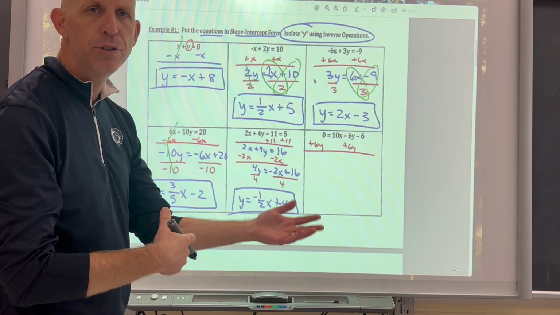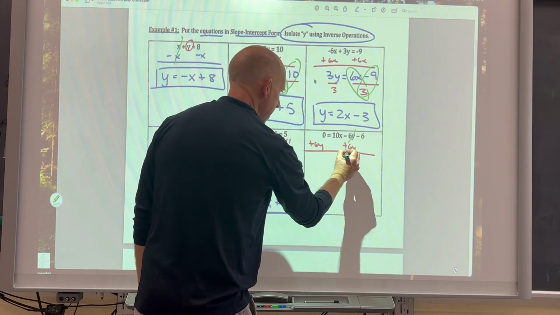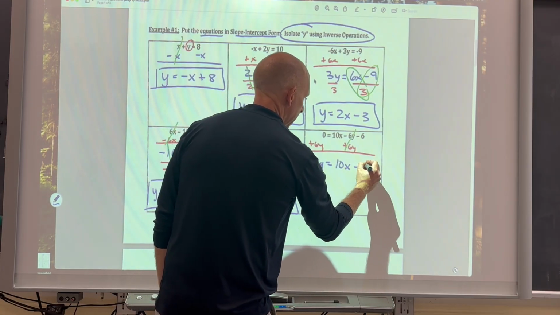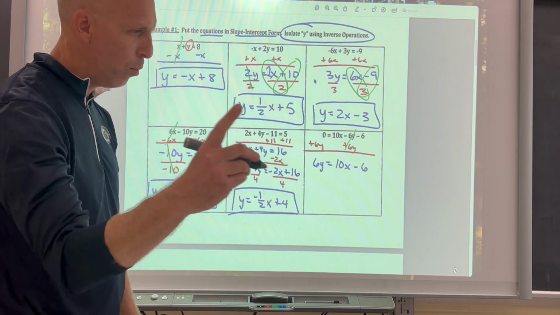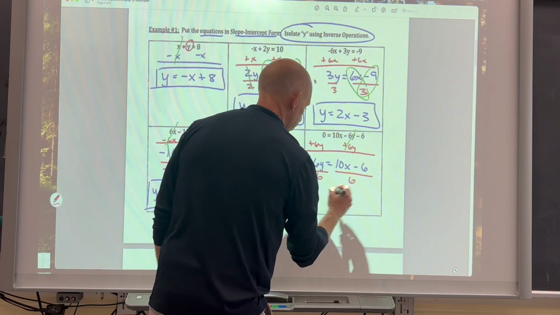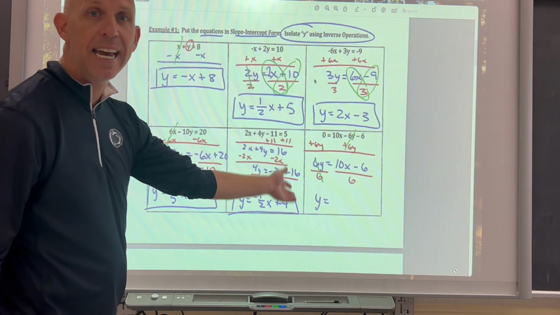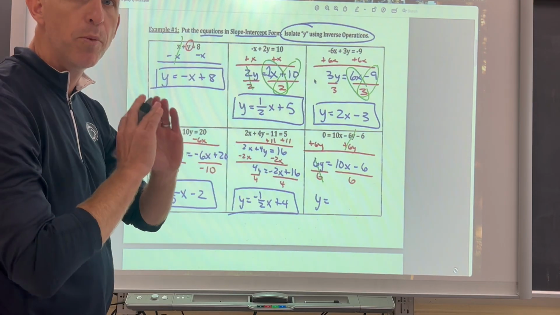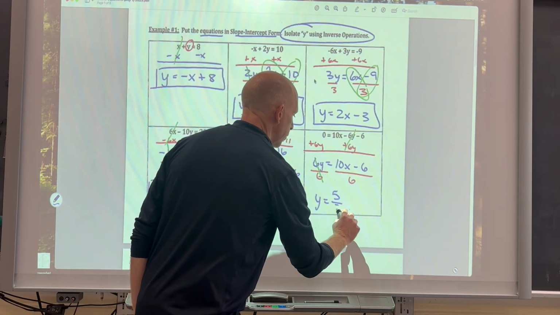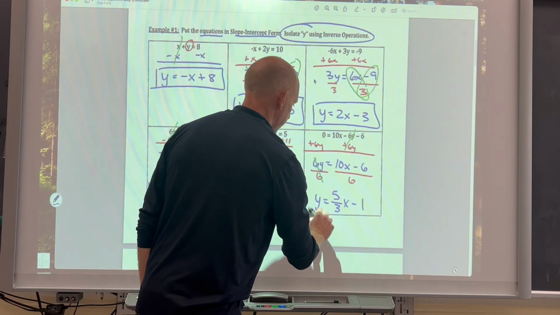All this is kind of using inverse operations to manipulate equations. Now, when I do that, I would get 6y equals 10x minus 6. One more step, and I got y by itself. Divide by 6 to both sides. Y equals 10/6. Improper. No decimal, no mixed number. 10/6 simplifies to 5/3, both divisible by 2, x minus 1.